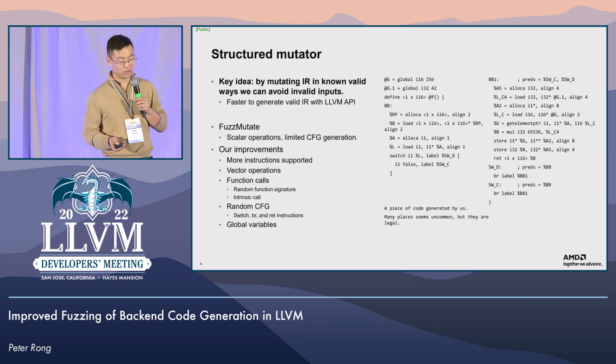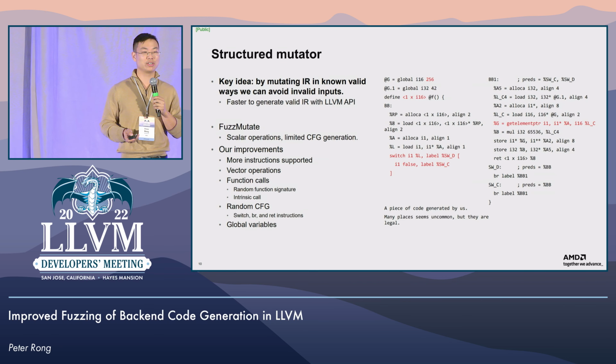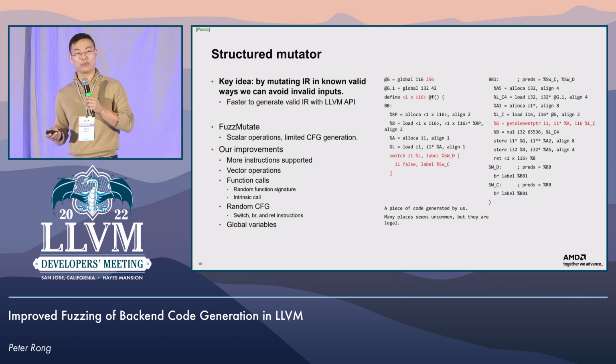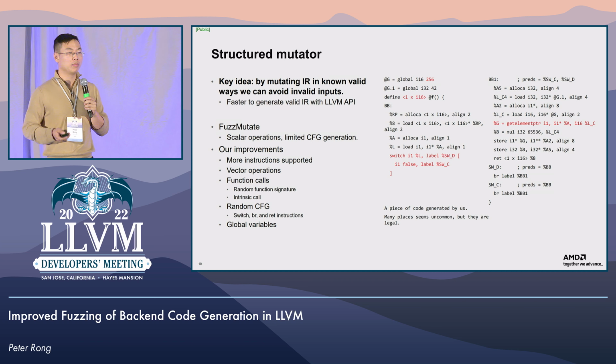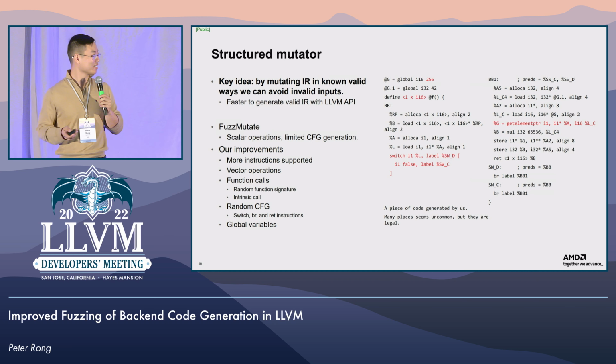Here's one of the pieces of code that we generated out of nothing. A lot of things are actually abnormal here. You can see we have constants that are overflowing, size 1 vectors, and switches that only have one branch. But still, it's compliant with the language reference, so it should compile. But our experience is that sometimes it doesn't.